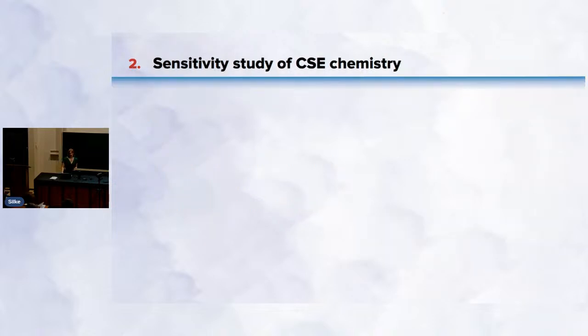So in a second project, I tried to study this via a sensitivity study of the chemistry that goes on inside the circumstellar envelope. This time, I use only one-dimensional models, a chemical kinetics model, and we do not include the companion. And the reason for this is quite simple. It's just because this model does not exist. So we don't have a 3D chemistry model where we can include the companion yet, hence the research.